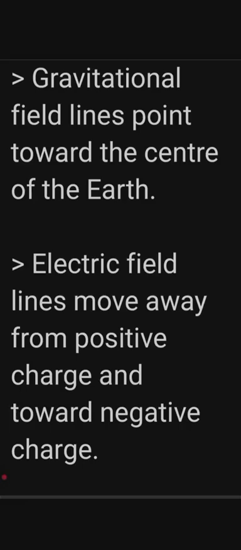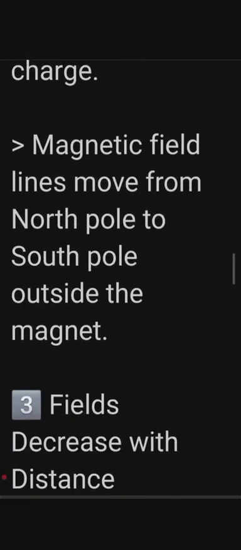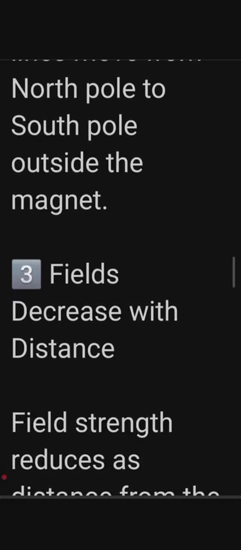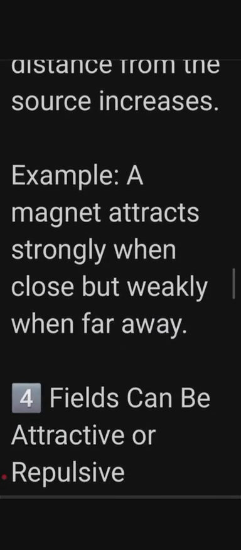Electric field lines move away from the positive charge and toward negative charge. Magnetic field lines move from north pole to south pole outside the magnet. This shows that fields have direction. Fields decrease with distance. Field strength reduces as distance from the source increases. Example, a magnet attracts strongly when close, but weakly when far away.